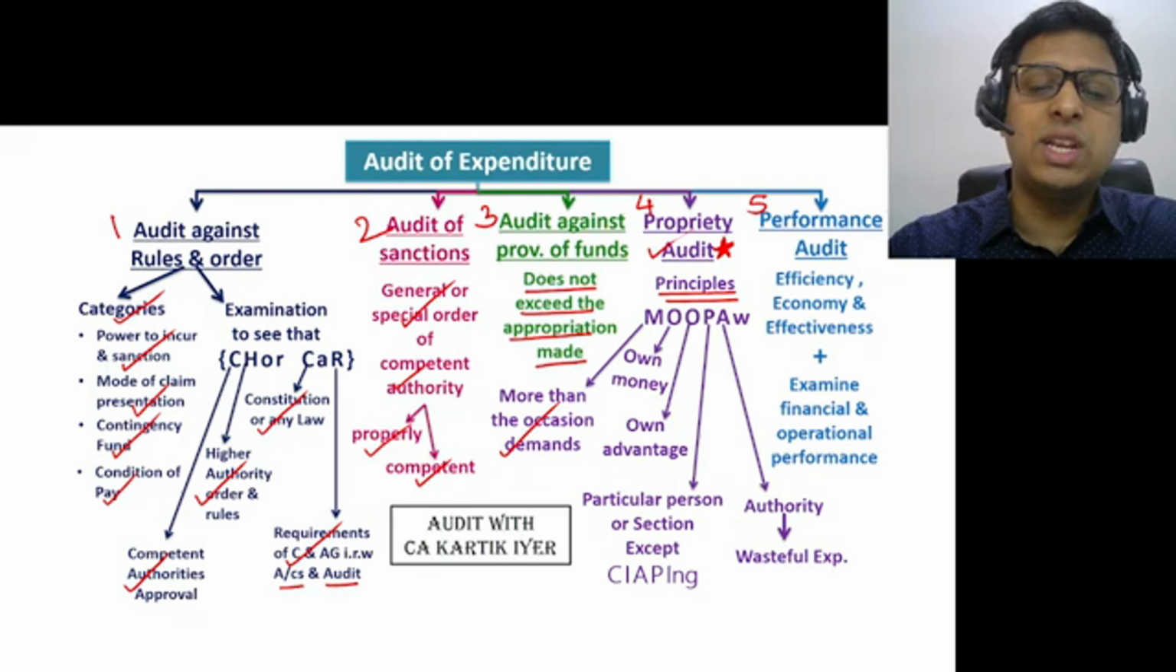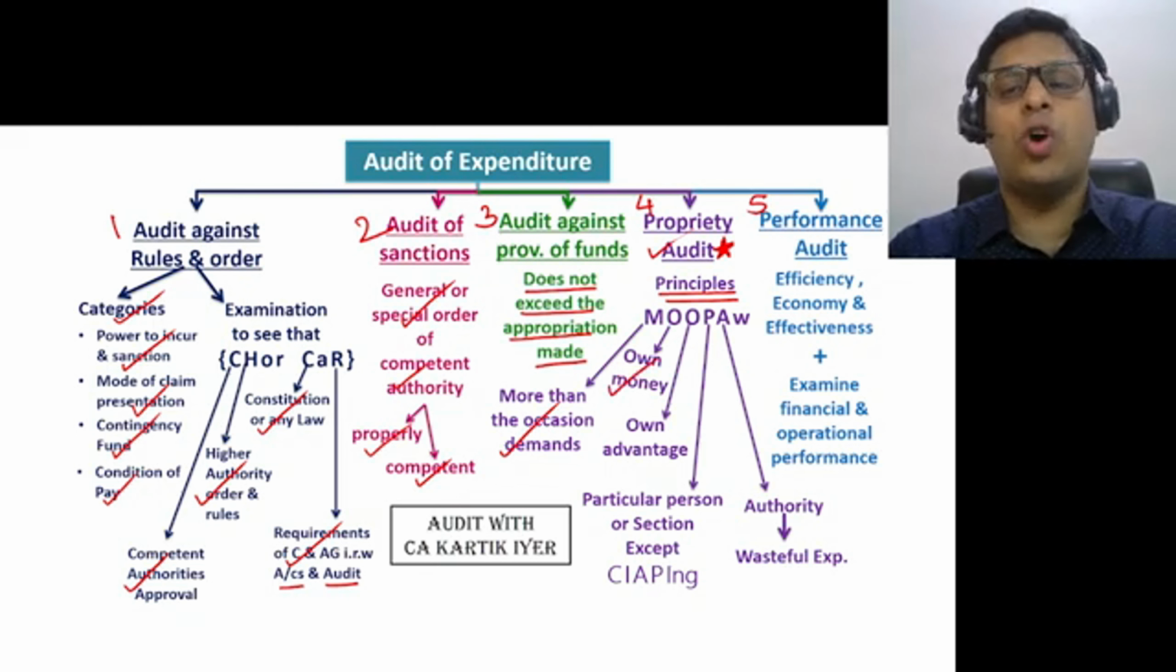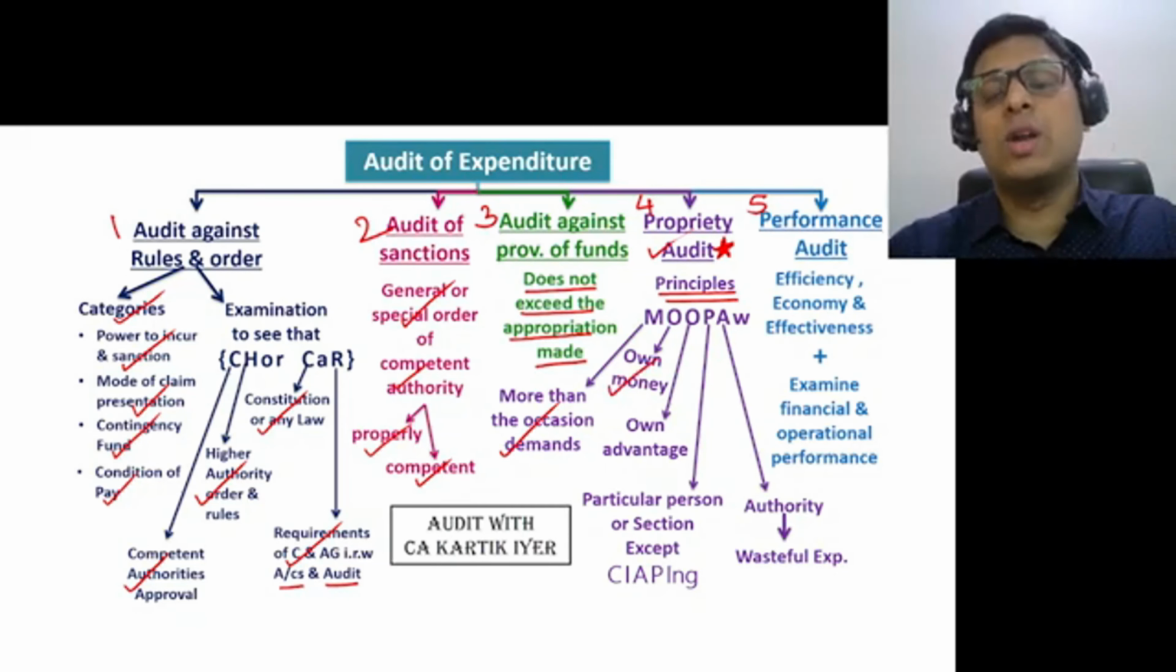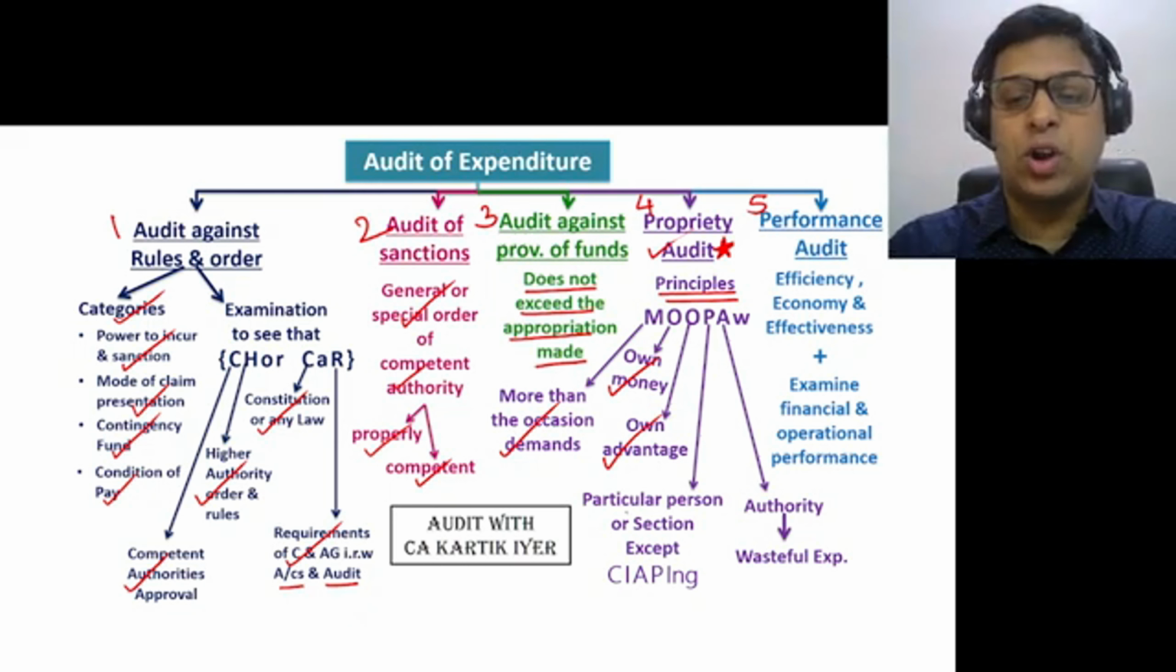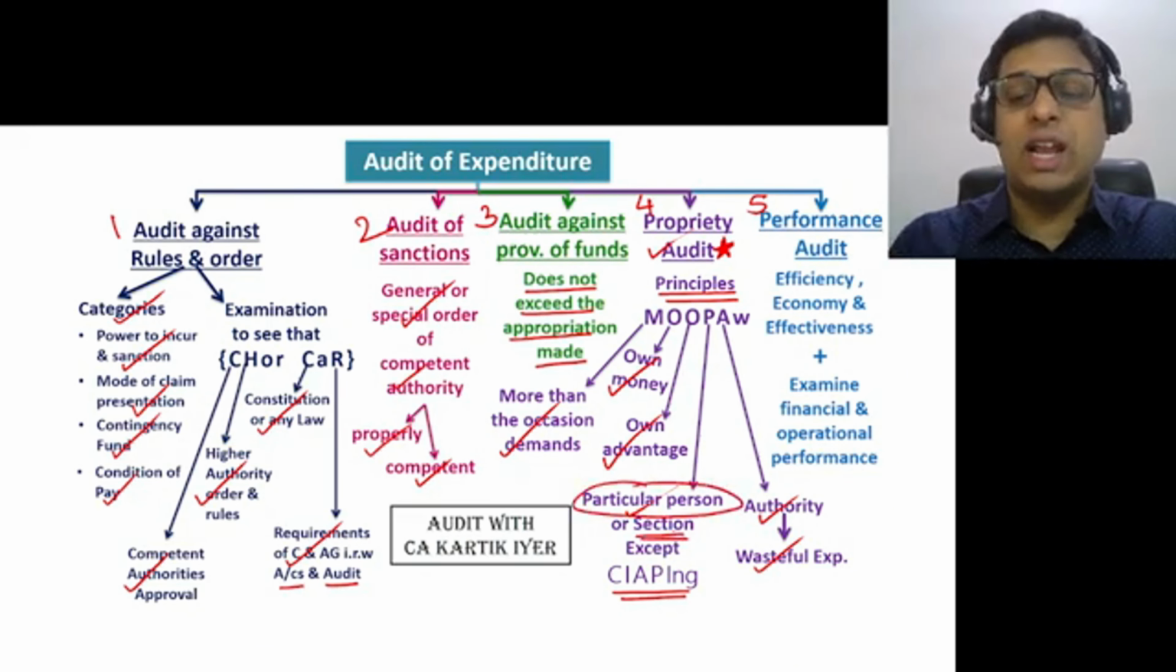Second, you should treat the money as if it is your own money. It should not be for any of the government employees' advantage. It should not be for the benefit of any particular person, except in the case of CIAPing, which I'll show you in just some time. After that, the authority should ensure that wasteful expenditure is not done. What is this particular person or section of the community? It should not be used for that, and then they're given the exception.